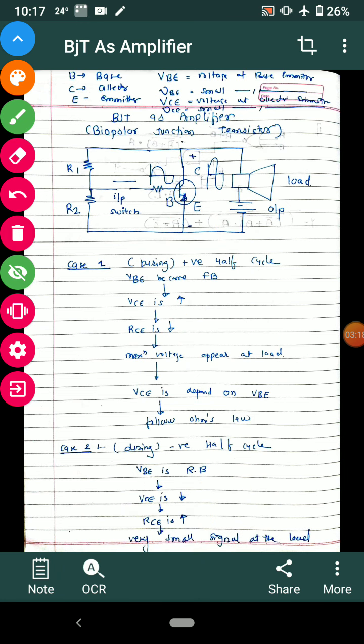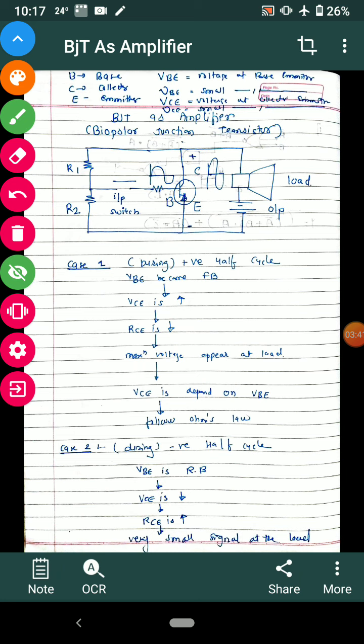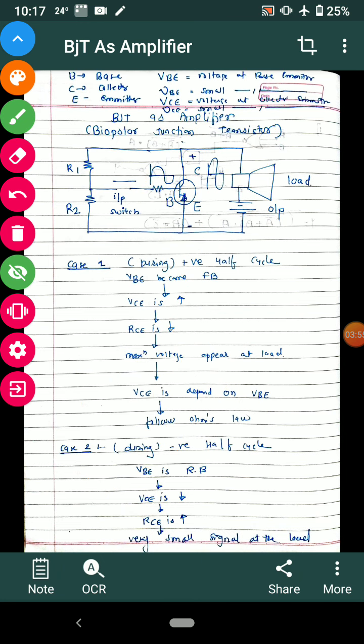In the output we consider a load such as a speaker. When a small signal is given, the signal is amplified. The voltage at collector-emitter, VCE, is amplified, meaning it is increased, and then the speaker gives some sound. You can also connect one LED, light emitting diode, to this, and the intensity of the diode will increase. This is the operation at forward bias.